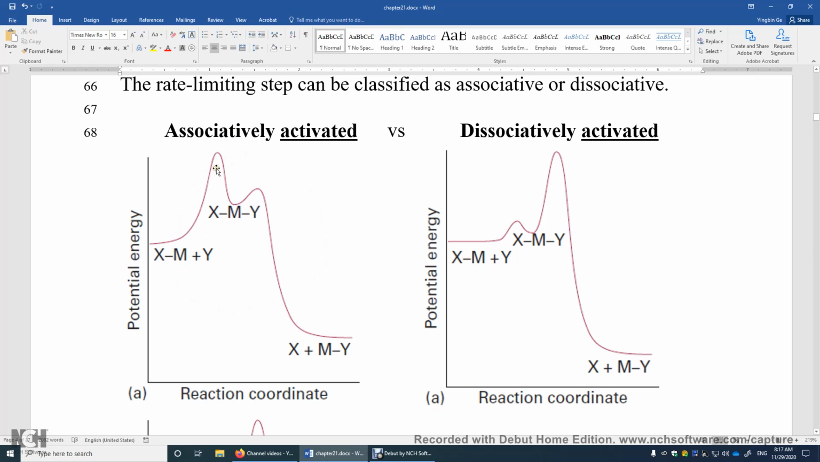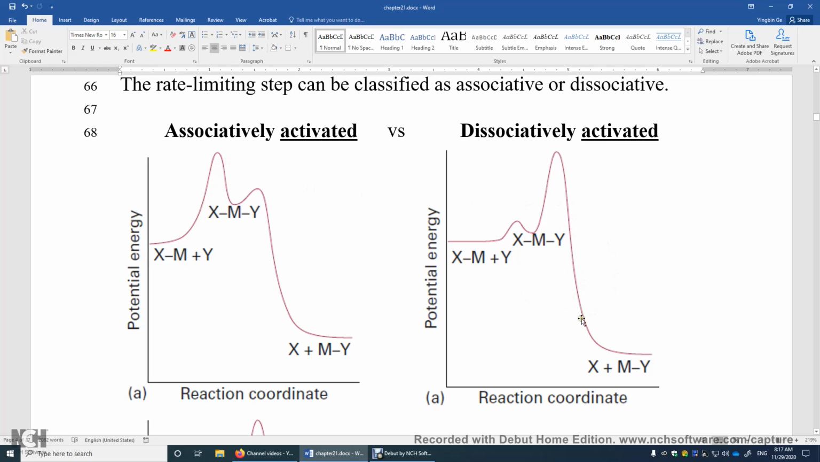So this is an associative mechanism by looking at the intermediate. And it happens to be associatively activated because the first association step has the largest energy barrier and is the slowest step in this sequential mechanism. So that's why we say this is associatively activated. We'll focus on this rate limiting step later.